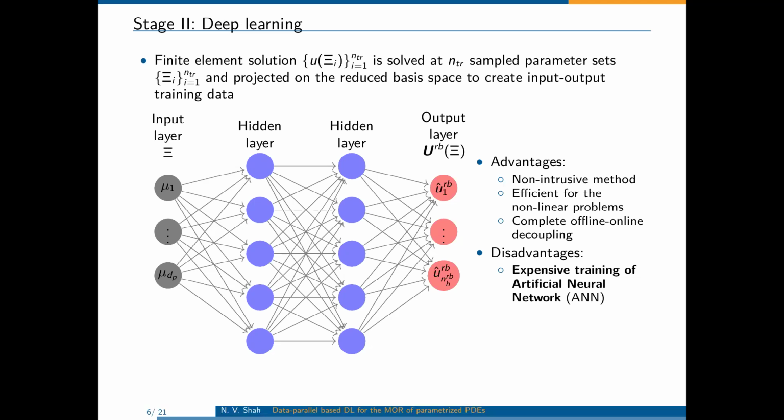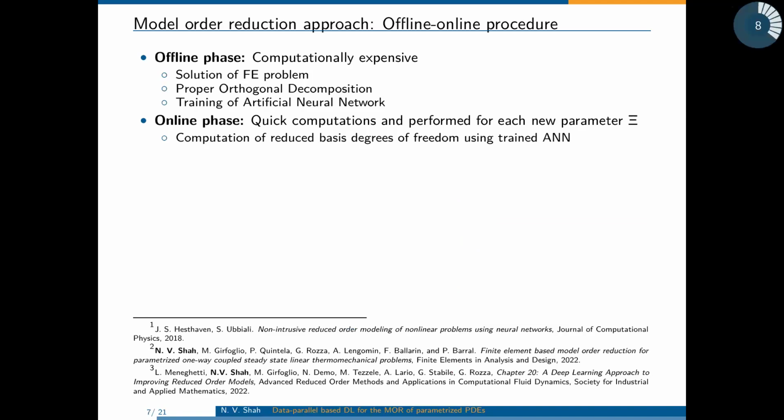And the expensive training is not the only thing that is costly. In general, we can split our operations into two phases: offline and online procedure. The offline phase itself is computationally expensive, and it consists of three parts: the computation of the finite element problem, performing the proper orthogonal decomposition by computing the eigenvalues, and the training of the artificial neural network. In this talk, I'm only going to talk about the third part, which is the training of the artificial neural network. Now, once an artificial neural network is trained, we can give a parameter to the neural network, and it will give us the output degrees of freedom of the reduced basis solution. So till now, what I introduced is standard.